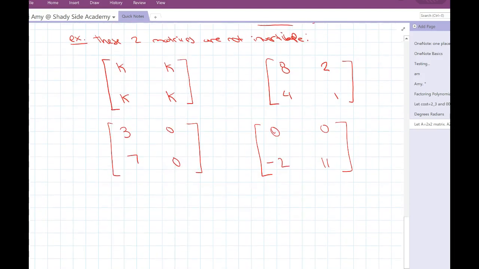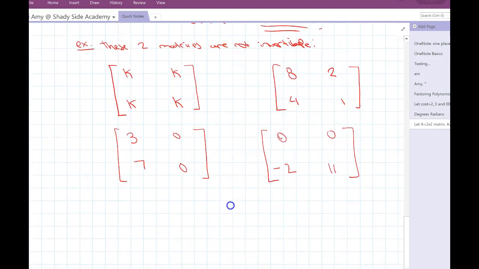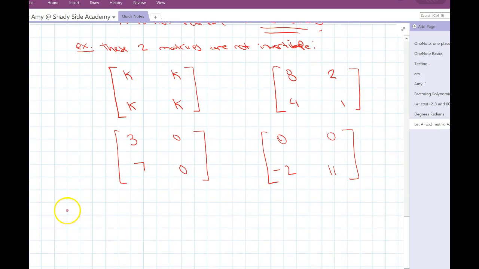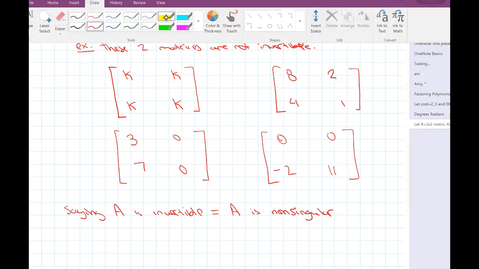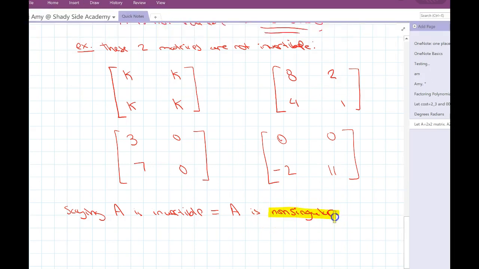So let me give you some vocabulary. A non-singular matrix, saying A is invertible, means the inverse of A exists. Saying A is invertible is the same thing as saying A is non-singular. So again, I'm going to use my party analogy, which I know I always come back to, and you probably are getting tired of it already, but oh well. Describing a matrix as non-singular or invertible, these are synonymous.